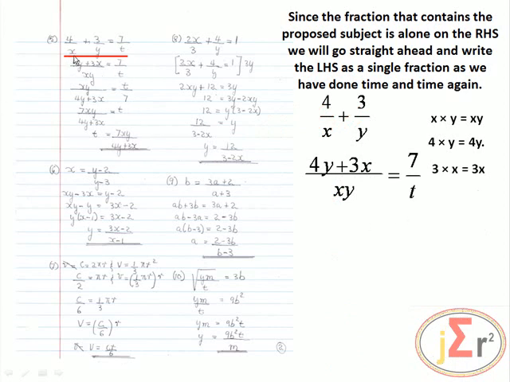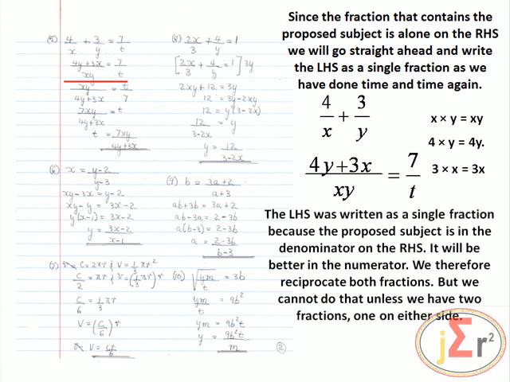And be reminded that this red bar is here between these 2 expressions to indicate that we are taking a look at the intermediate step that will transform this expression into this one. The left hand side was written as a single fraction because the proposed subject is in the denominator on the right hand side. It will be better in the numerator.